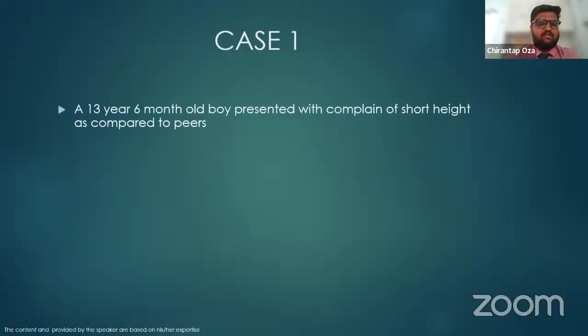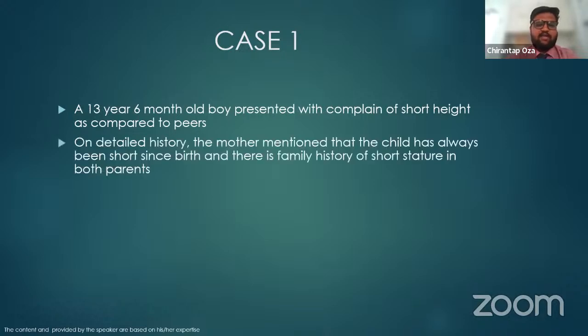So the first case, we have a 13-year, 6-month-old boy who presented with a complaint of short stature as compared to his peers. On detailed history, the mother mentioned that the child has always been short since birth, and there is a family history of short stature in both the parents.